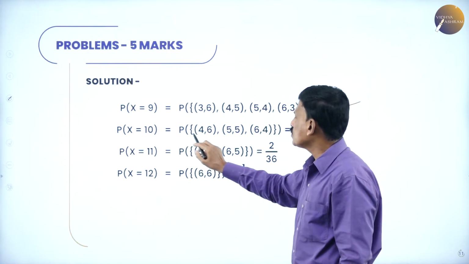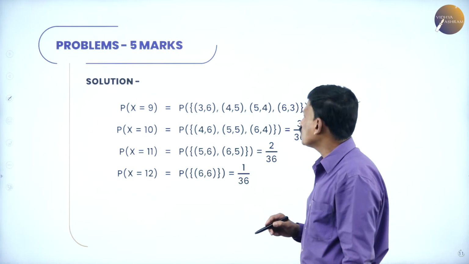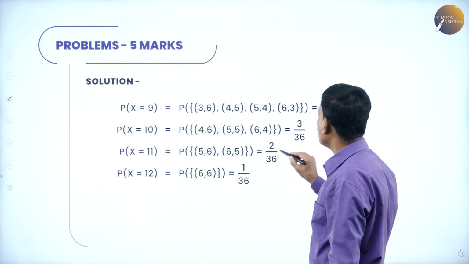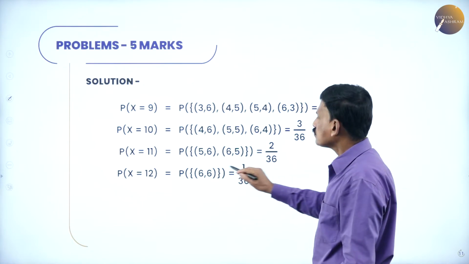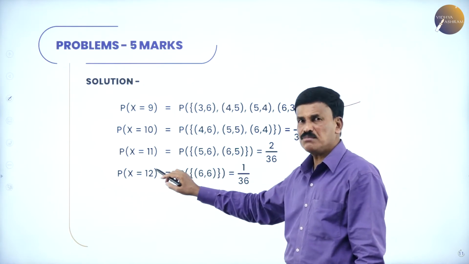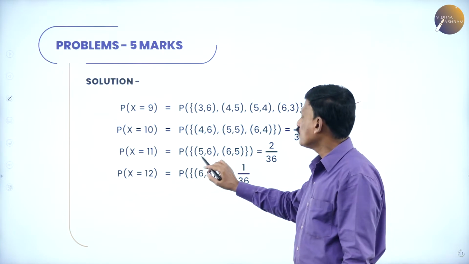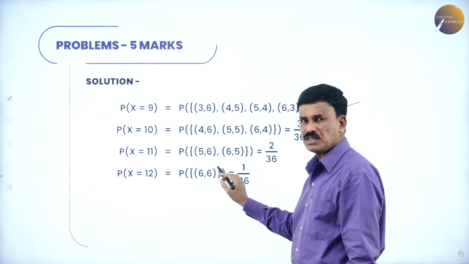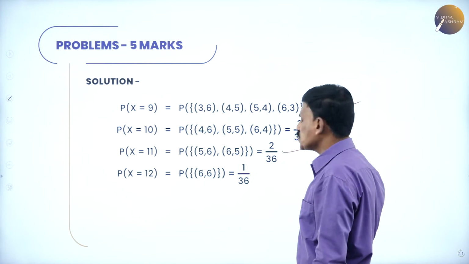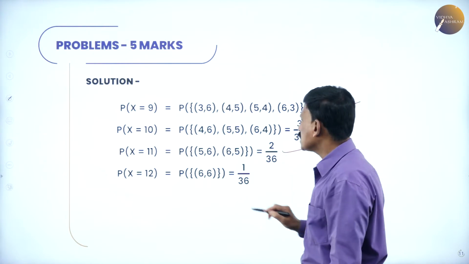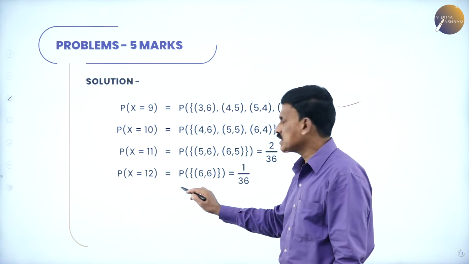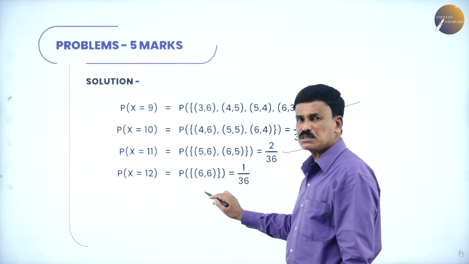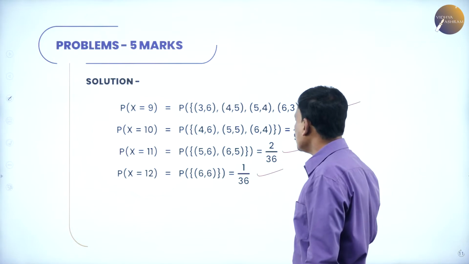Similarly, when x is equal to 10, the possibilities are 4 comma 6, 5 comma 5, 6 comma 4, that's equal to 3 by 36. When x is equal to 11, the sum is 11 means only 5, 6 and 6, 5. 6 plus 5 and 5 plus 6 is 11, that is 2 divided by 36. And when the sum of the two numbers is 12, there is only one possibility, that is 6 comma 6, because 6 plus 6 is equal to 12, 1 divided by 36.